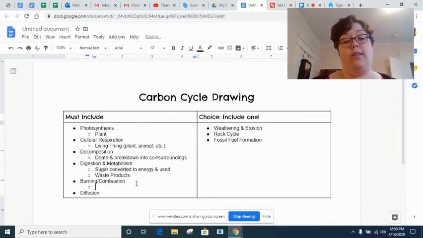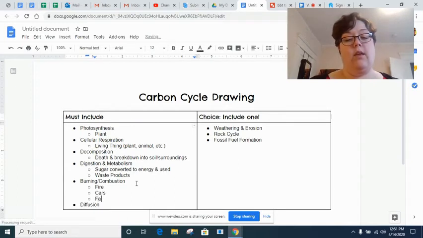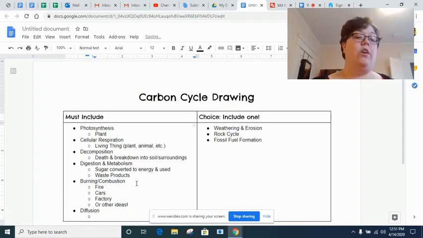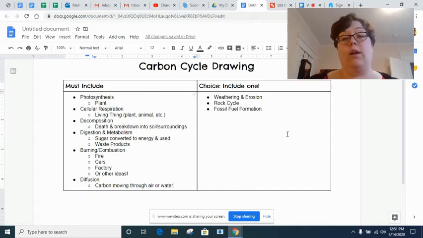You've got to show somewhere in there burning and combustion. So this could be fire, it could be cars, it could be a factory, what have you. Or other ideas. And you've got to show diffusion, so carbon moving through air or water somehow. For these, I'm going to leave it up to you what you include. I'm not going to give you examples because I want you to be creative.